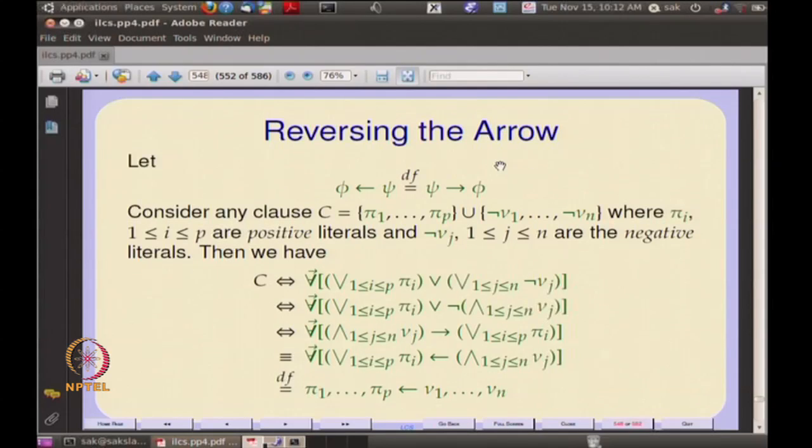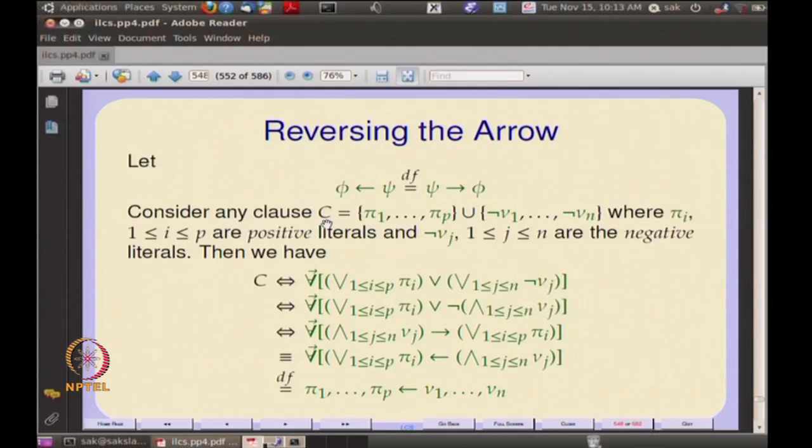The first thing that Robinson did was that he reversed the arrow. Let us define phi left arrow psi as just an alternative way of writing if psi then phi, and it is usually read as phi if psi. Okay. We are essentially looking at logic programming through resolution. So, let us take any clause C.